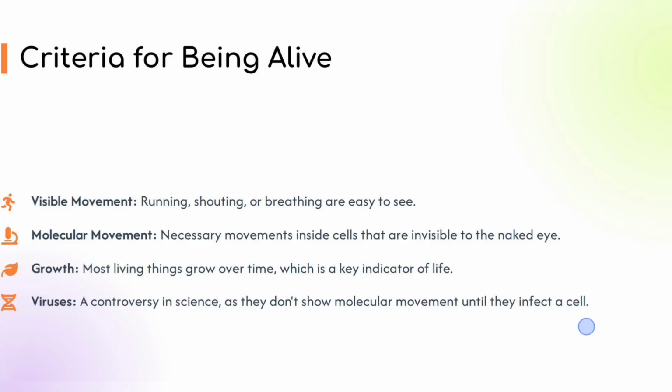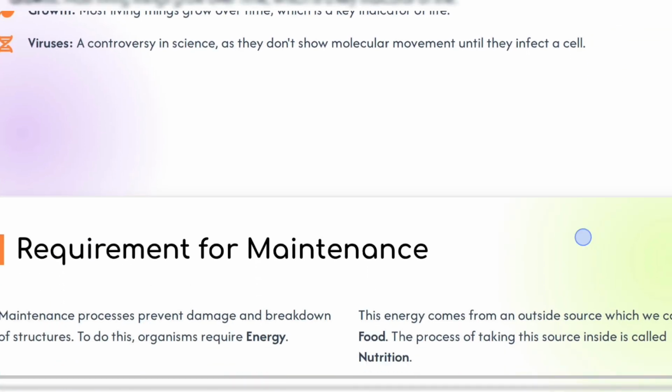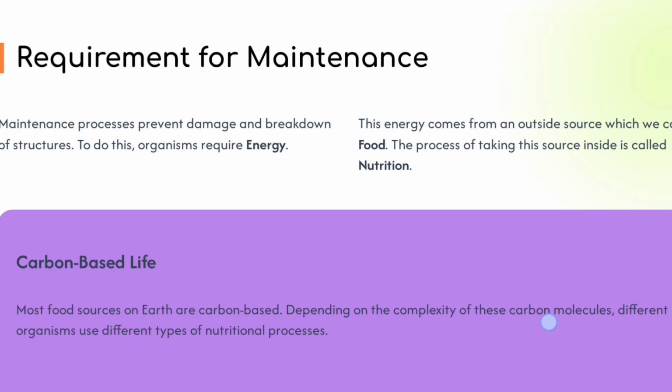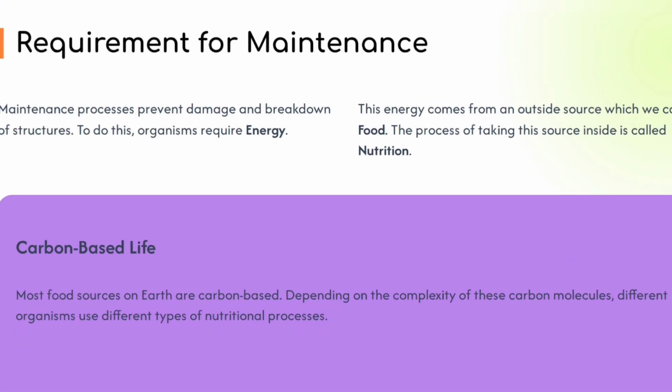Okay, and next we will study about requirement for maintenance. To keep the body structures safe and prevent damage, organisms need energy. Where does this energy come from? It comes from food. This process of taking food inside the body and using it is called nutrition.